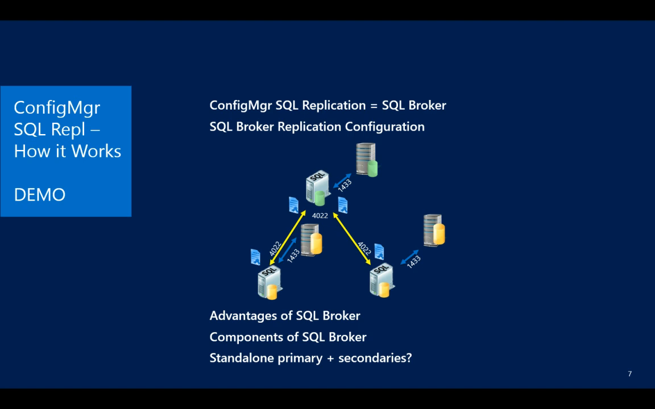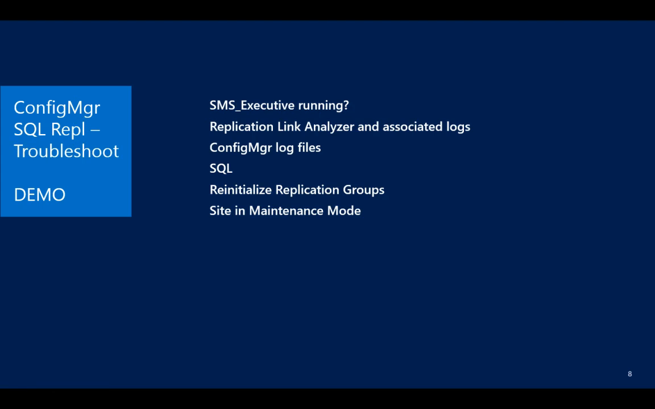The reason is that in 2007, secondaries didn't have a need for SQL. In 2012, every secondary site must have SQL. So to get data down to that secondary site SQL Express database, we've got to have a way to do it, and that method is through ConfigMgr SQL Replication. All right, cool. So let's move on. Talk about troubleshooting for a minute.